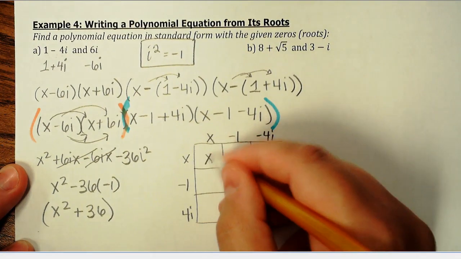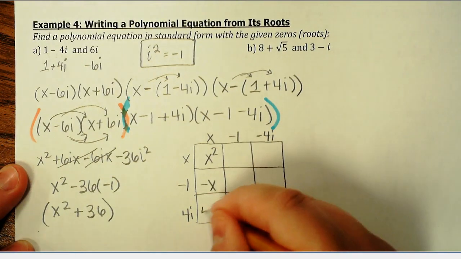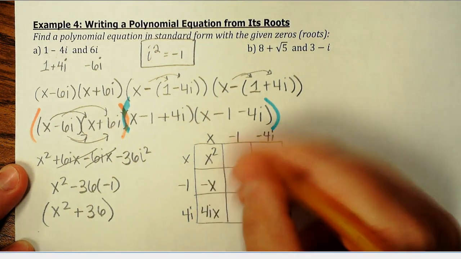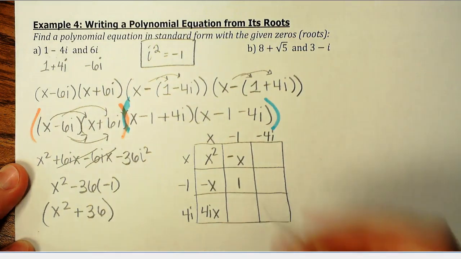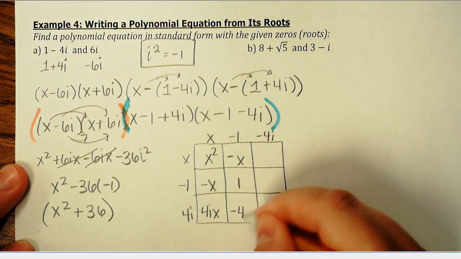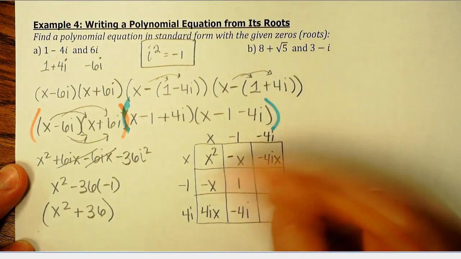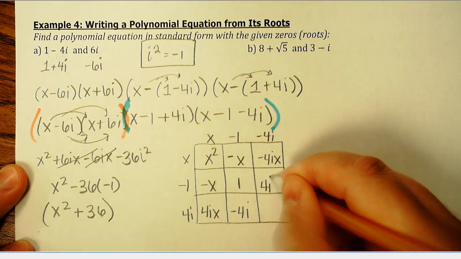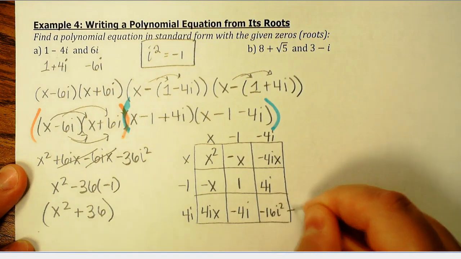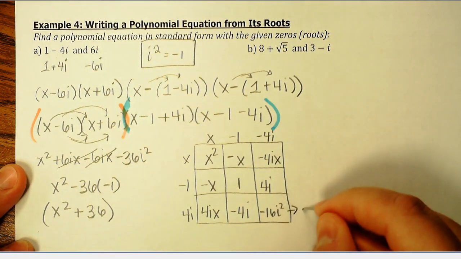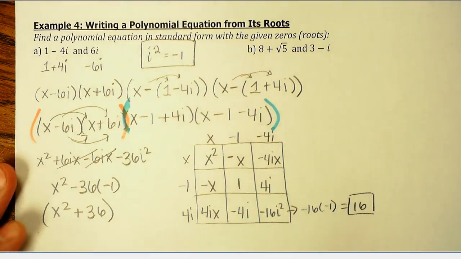X times x is x squared. X times negative 1 is going to be negative x. Here you're going to get 4ix. And then I'm going to multiply everybody by negative 1. So negative x, negative 1 times negative 1 is positive 1. And then this is minus 4i. Minus 4ix. These two negatives are going to cancel, so I'm going to get plus 4i. And down here, negative 4 times negative 4 is negative 16. I times I is i squared. So this box here is turning into negative 16 times negative 1, which ultimately is going to give me 16.